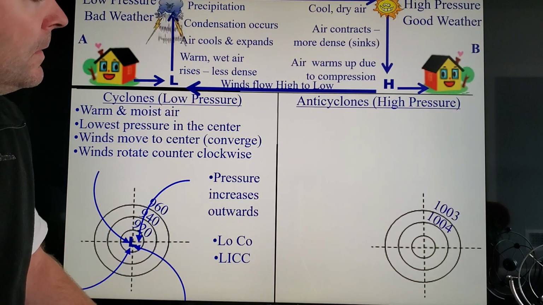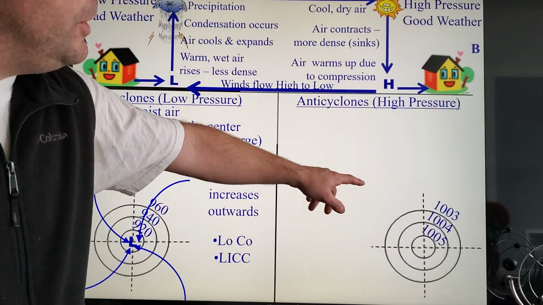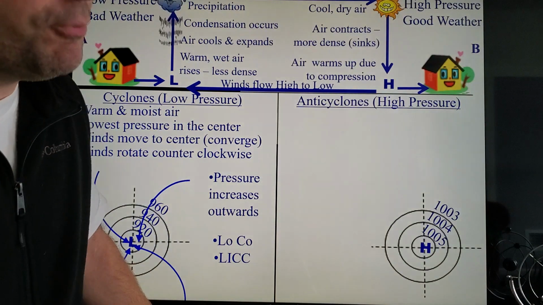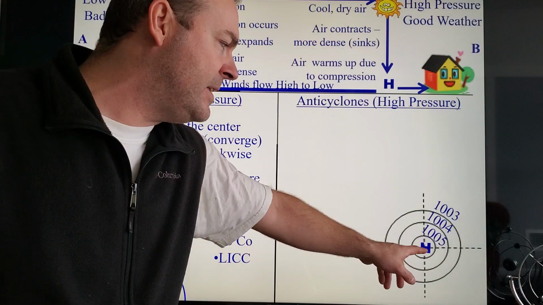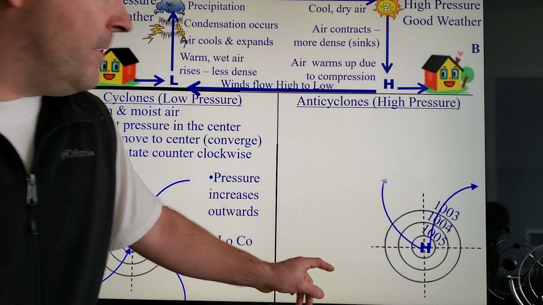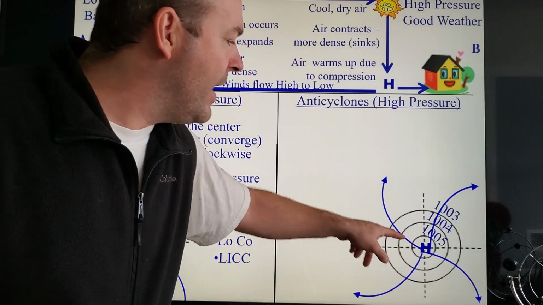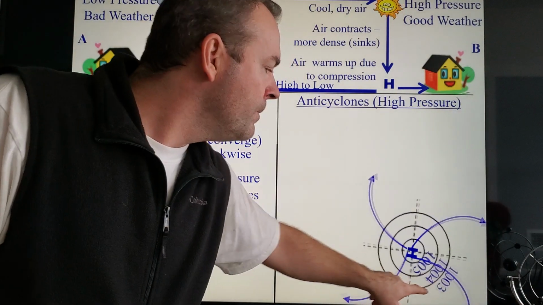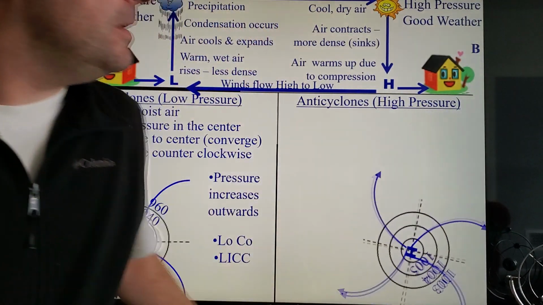Okay. On the other side here, you'll see numbers increasing as we go in. So there's a high pressure center there. That's going to be a nice day, right? High is cool and dry. The air is not going into the center. It's going out. And look which way it's spinning, right? It's going the other way.